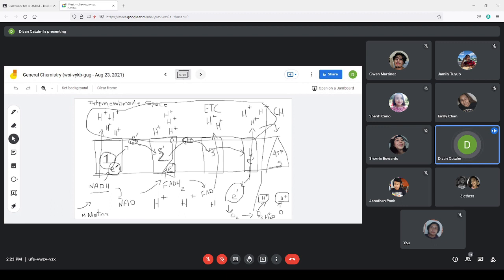So now we see the formation of a proton imbalance or a proton gradient where the mitochondrial matrix remains with low hydrogen ions, and the intermembrane space is fully loaded with hydrogen ions, making it strongly acidic.